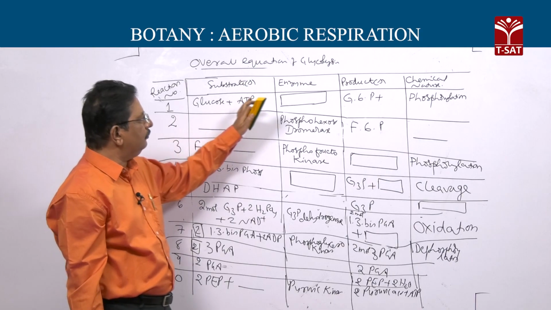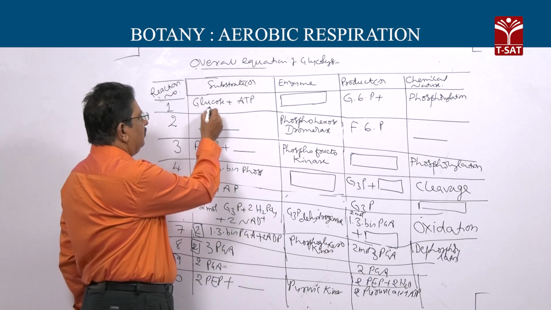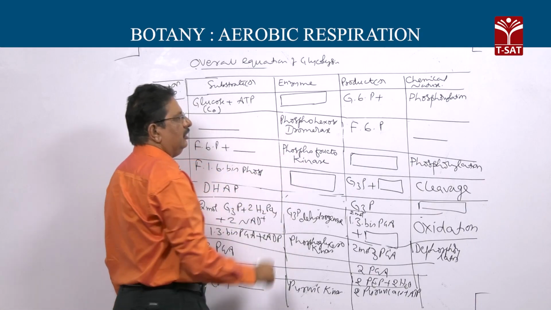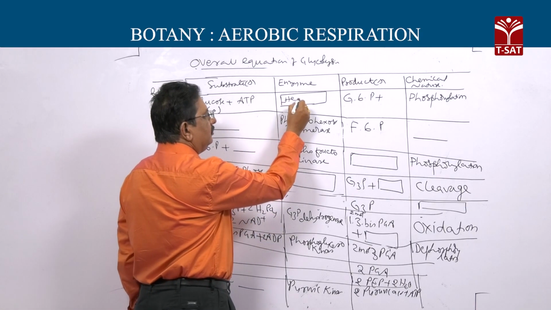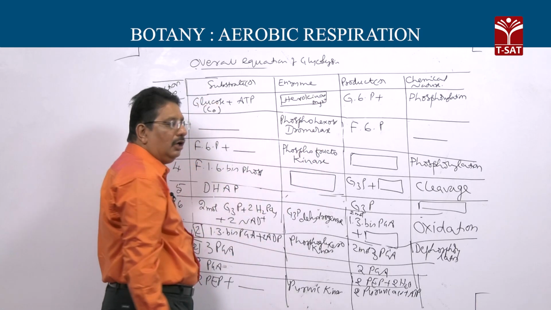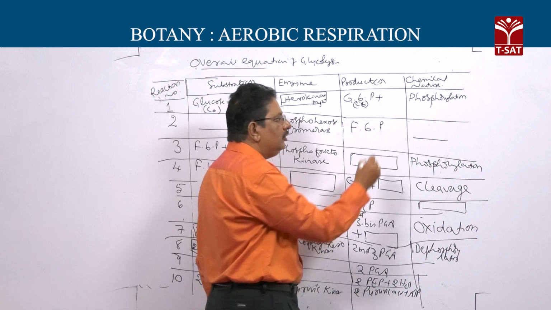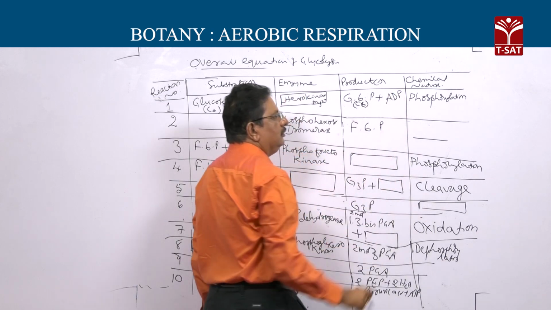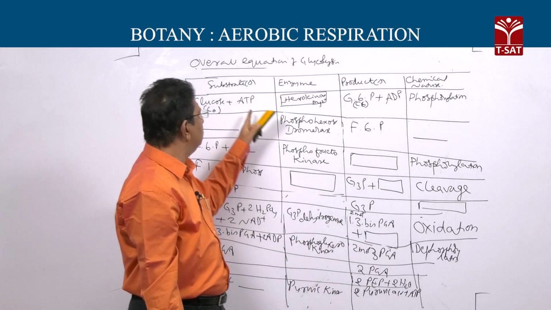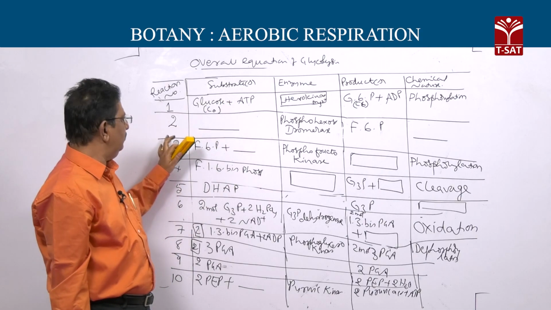So you try to fill these blanks and read carefully. First reaction, a C6 compound glucose is the substrate plus ATP in the presence of an enzyme. What is it? Hexokinase with magnesium forms products like what? G6P, a C6 compound, and ADP. Chemically, the first reaction is called phosphorylation, since phosphate is added to the main substrate. Is it clear?